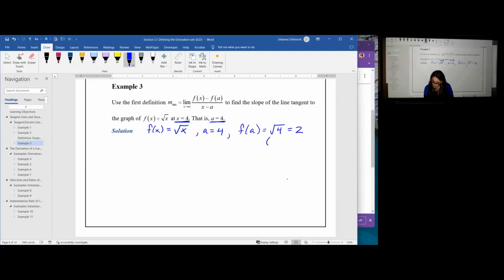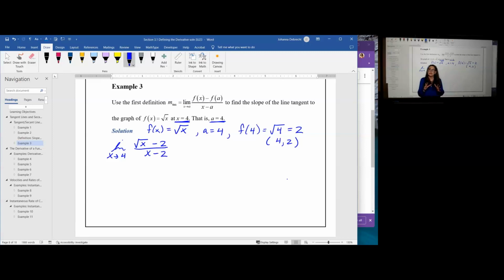This, of course, represents the ordered pair 4, 2. That definitely is going to be on the graph. And I'm trying to find the slope of the tangent line at that point. So I take the limit as x approaches 4 of the square root of x minus f of a, which was 2, divided by x minus 2.